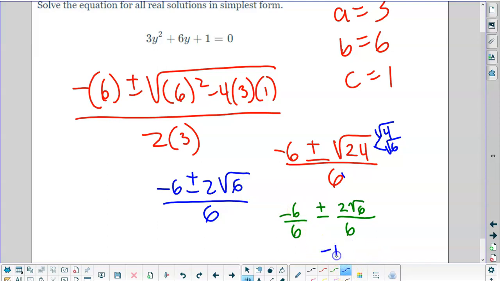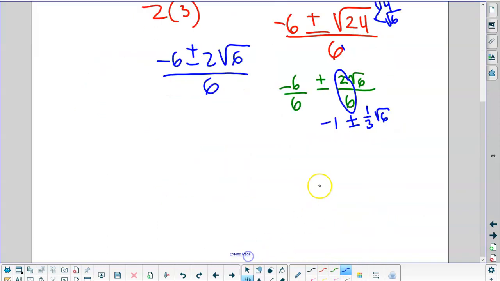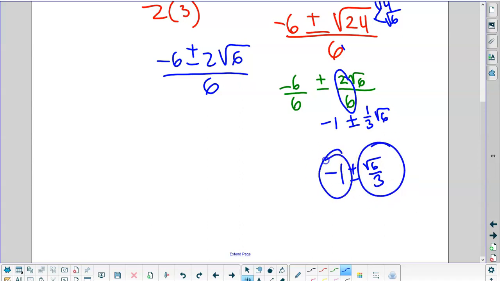Because this is going to give me a negative 1. But this is still going to have a fraction: plus or minus 1/3 the square root of 6, also known as square root of 6 over 3. So this part has a fraction, but this part does not.